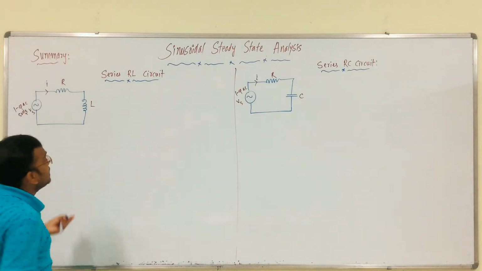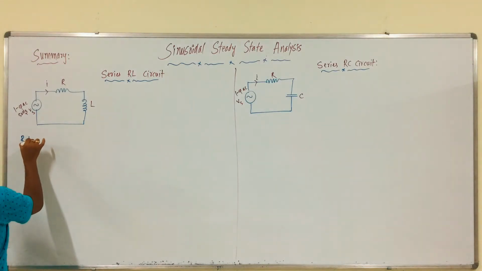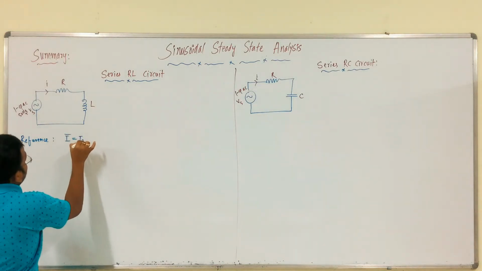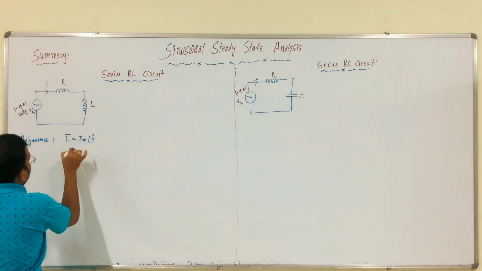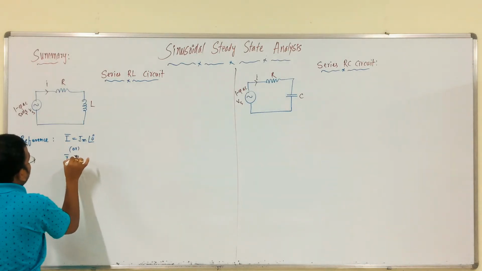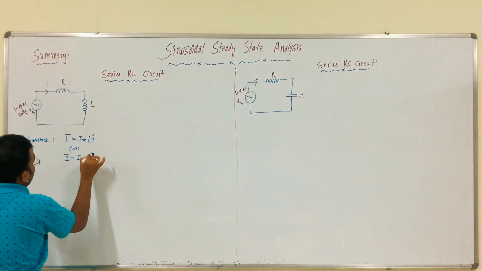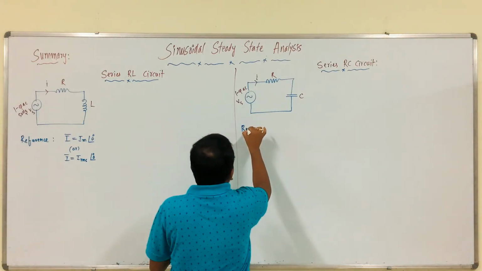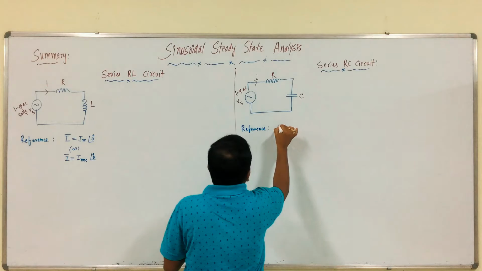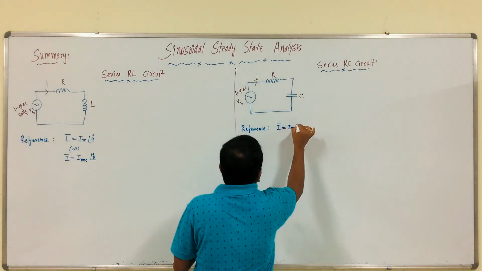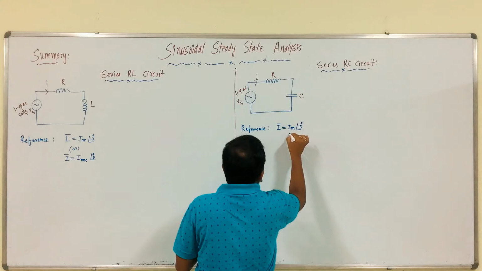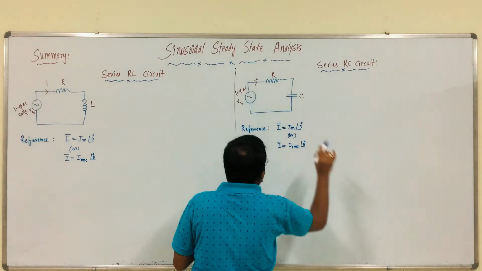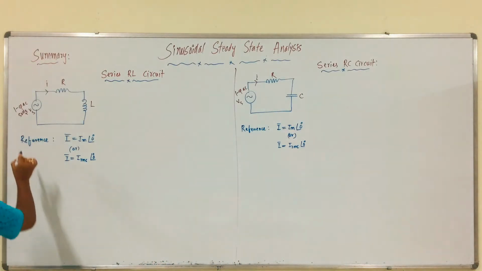Next, what is the reference here? Current, right, which is equal to Im at an angle 0, or IRMS at an angle 0. Completed. Next, in a series circuit, always the reference is what? Current. Means with respect to that reference only, we have to draw phasor diagrams. Next, reference completed.